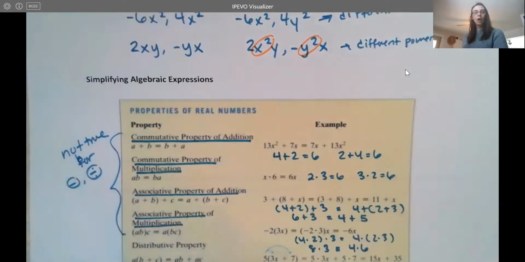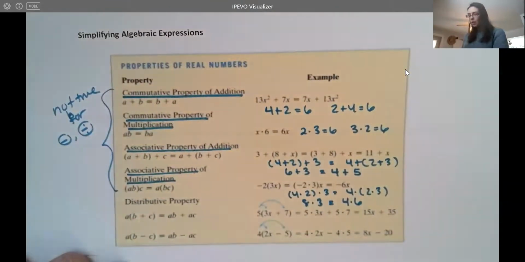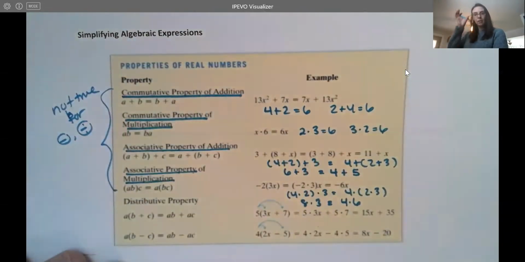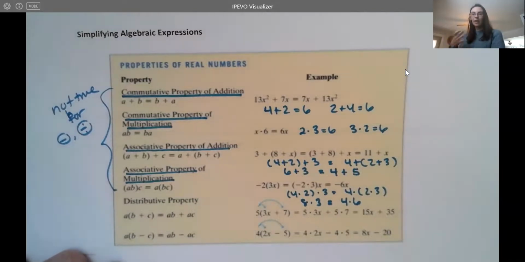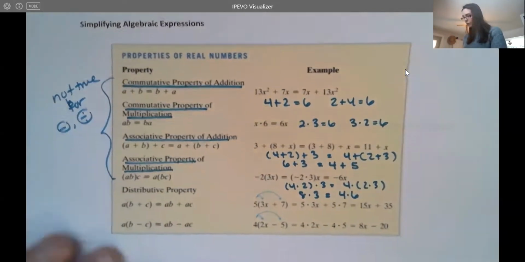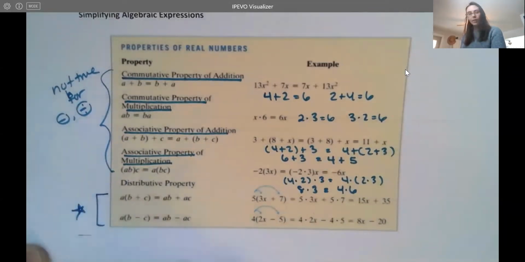Now, when you start mixing operations, like combining them together, then you still need to follow the order of operations. So these properties work within just addition or within just multiplication. Once you start combining things together, you definitely need to still go back to the order of operations and follow those rules.